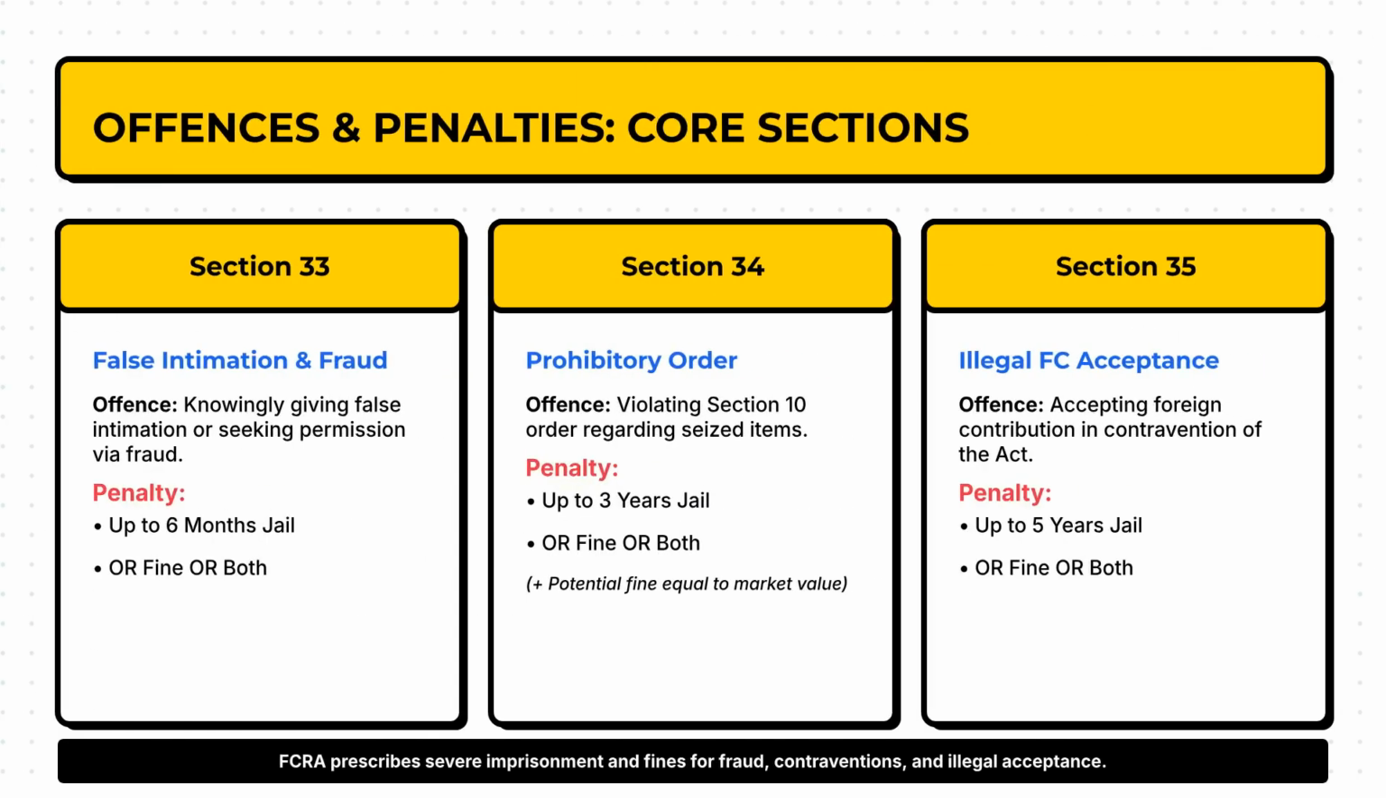The FCRA prescribes strict penalties for major violations. Under Section 33, knowingly furnishing false information or obtaining registration through fraud attracts imprisonment up to 6 months, fine, or both. Section 34 deals with violation of prohibitory orders and provides imprisonment up to 3 years, fine, or both, along with possible additional penalties. Section 35 addresses illegal acceptance of foreign contribution and carries the most severe punishment among these provisions, namely, imprisonment up to 5 years, fine, or both. These penalty amounts and imprisonment periods are frequently tested in examinations.